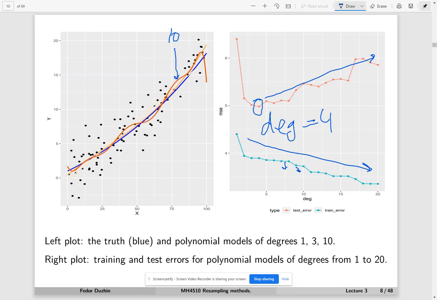All right. So notice that in both these examples, the training error is, of course, lower than the test error, and this is what we expect. So it should be lower.